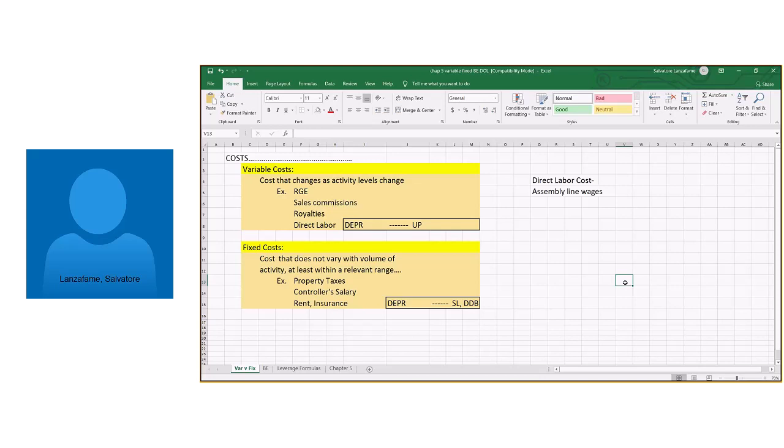variable cost, because depending on how many hours the employee works, that can affect the amount of money you pay them. I also have here depreciation, and I also have depreciation down here. So depending on the type of depreciation method you are using, it could determine whether or not it's a variable cost or a fixed cost. So if you're using the units of production method, units of production, which obviously you can see there I have as UP.